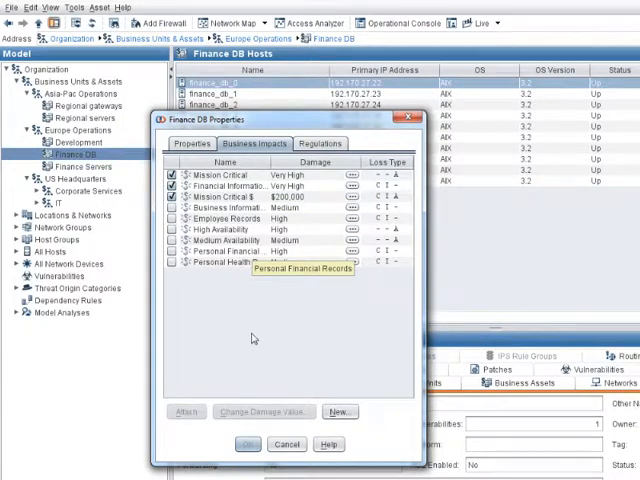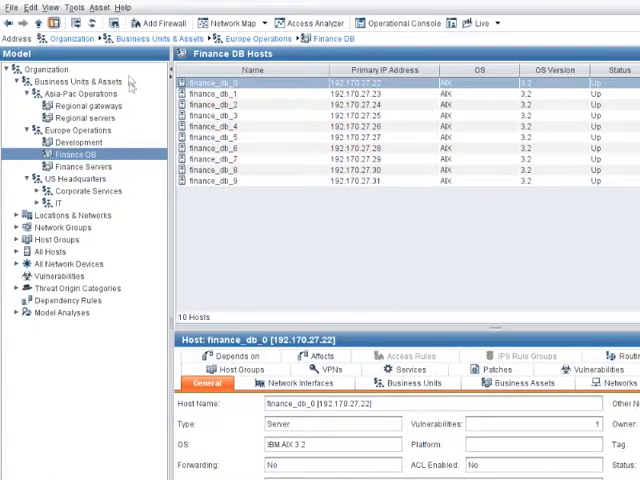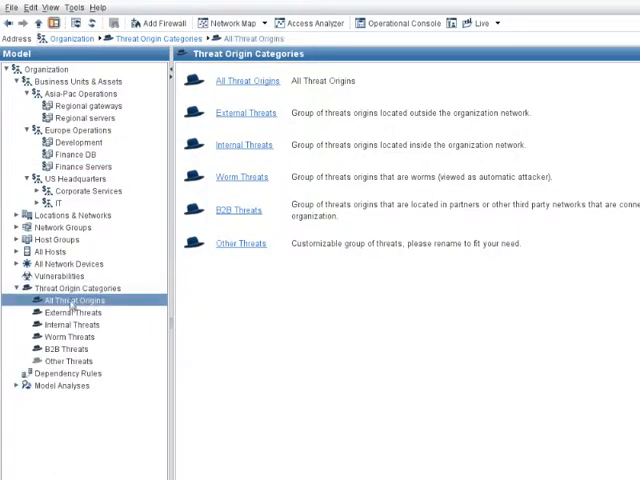In addition to scoring things from this low, medium, high perspective, we can also assign a dollar value to what would happen if certain vulnerabilities were exploited on certain assets. Sometimes it takes a dollar value to get upper management's attention. Okay, so we have our vulnerabilities. We have our critical assets. These are being modeled on top of our network model. The last component is our threat origins.